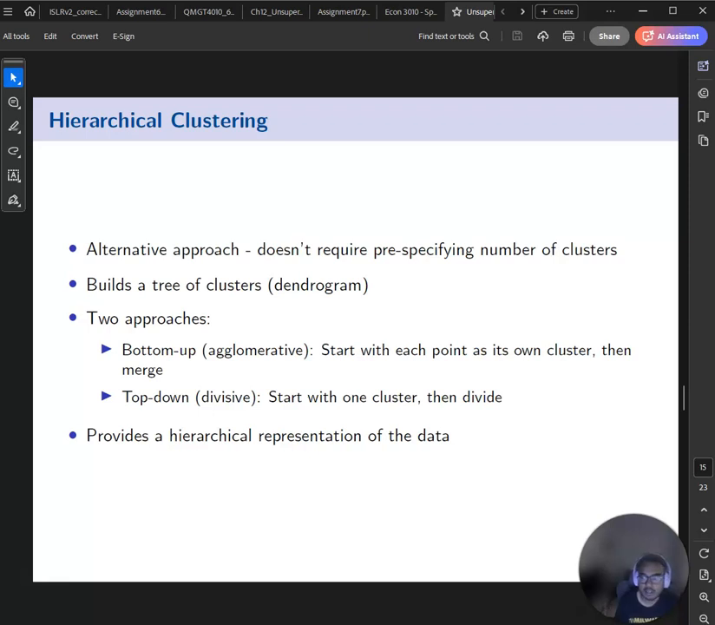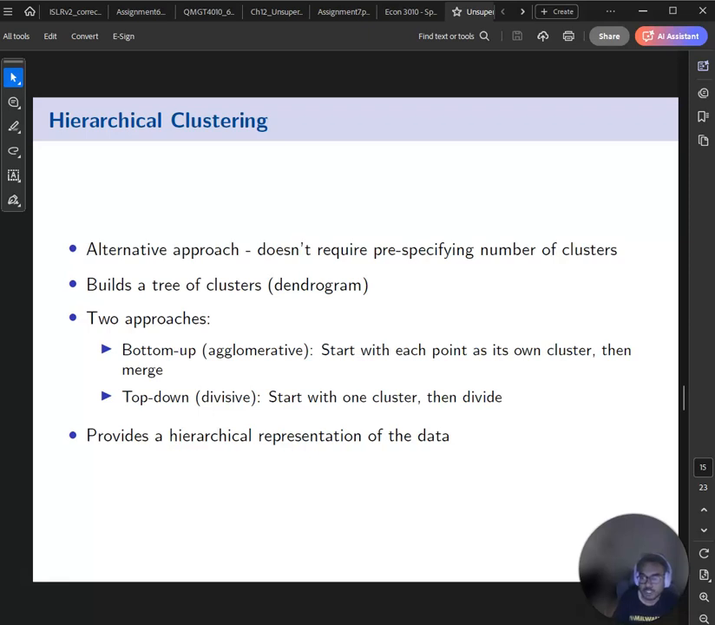And that brings us to hierarchical clustering. Unlike k-means, this method doesn't require us to pre-specify the number of clusters, which can be an advantage when we are not sure about how many natural groups to begin with. A key feature of hierarchical clustering is that it builds a tree of clusters called a dendrogram. This tree shows us how clusters relate to each other at different levels of granularity, from individual points all the way up to a single cluster containing everything.